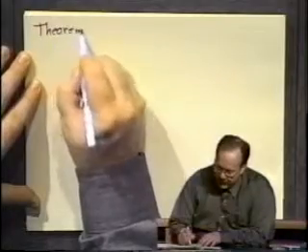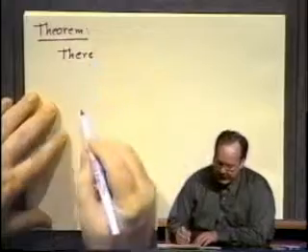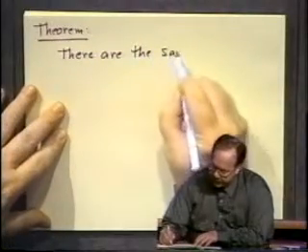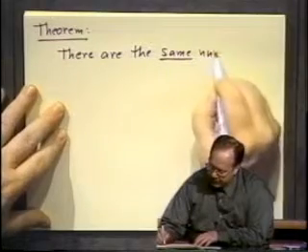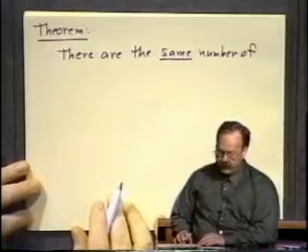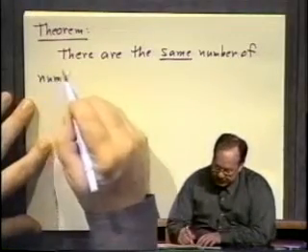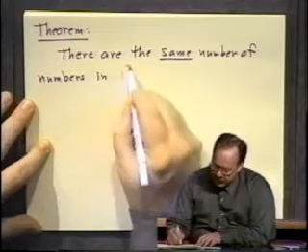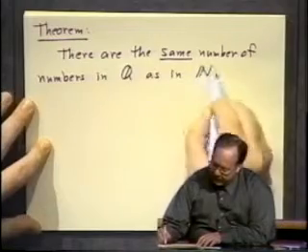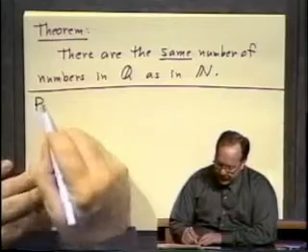The theorem is, and it just restates the title of this section a little bit more compactly, there are the same number, quantity, or the proper word is cardinality, but we'll just use number here. There are the same number of numbers in Q, the rational numbers, as in N, the natural numbers. And here's how the proof will go.